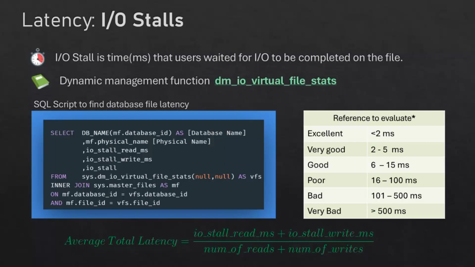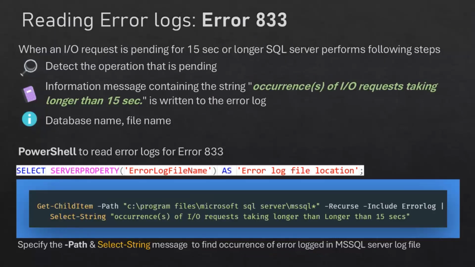If your average total latency is less than 22 milliseconds, it's good. If it's between 2 to 5, it's very good. So you have this reference. Based on this, you can get an initial understanding whether there is any performance issue which is connected to your disk IO. Okay, let's move to the second part.